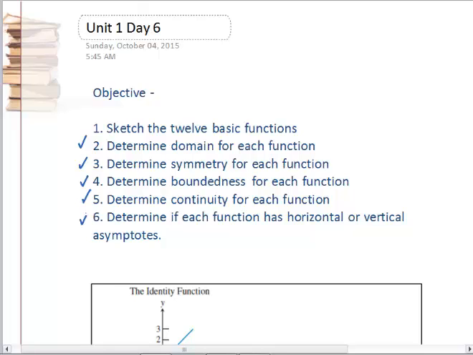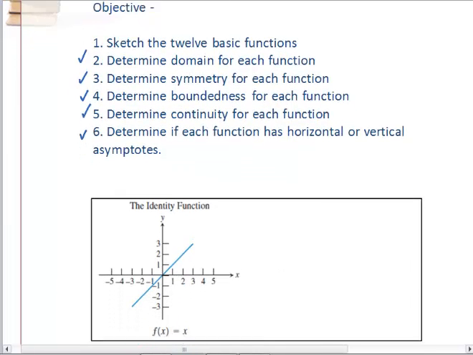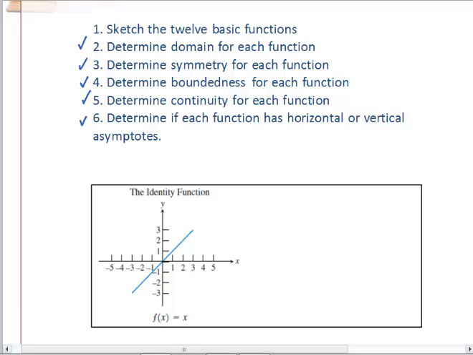So when you work through this lesson today, and when we go over the video, you should copy down into your notes the 12 basic functions. The first one we're going to start off with is the identity function. So pause the video and draw the basic sketch. Remember, it's just the function y equals f of x, f of x equals x.